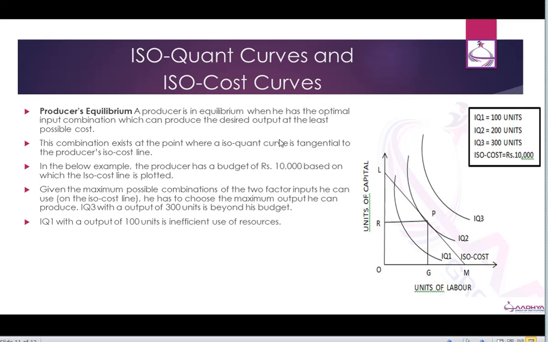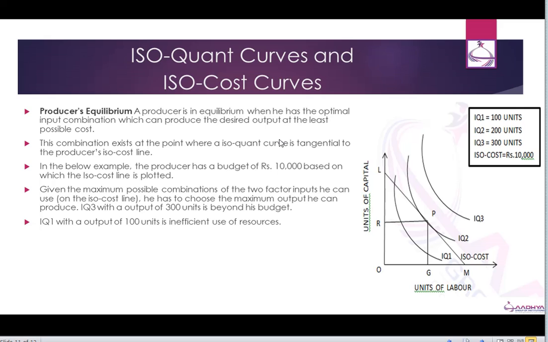What about IQ1? Yes, IQ1 with output of 100 units, we can produce. It is within our budget. But the problem is, all these particular input combinations are inefficient. Why? Because we are not using our complete budget. We are leaving a big part of our budget unused. So any input combination on this particular level of production is within the budget. It's not on the budget. So there is some budget left which we are not spending or using.